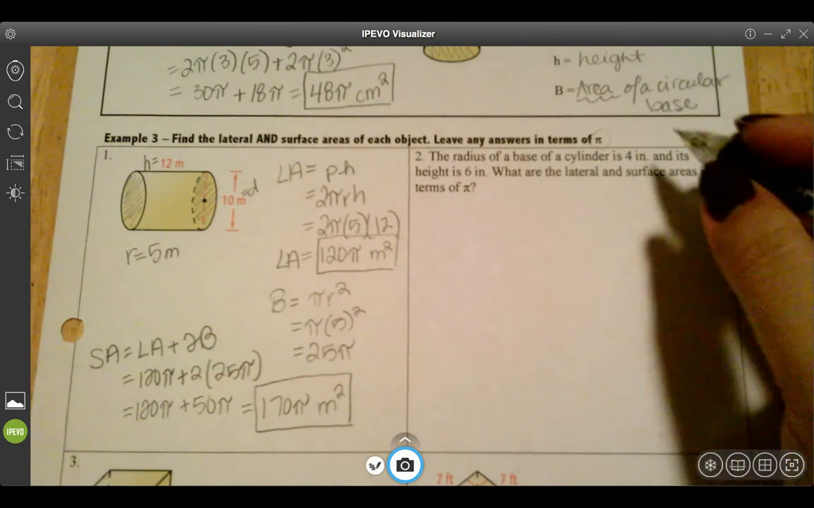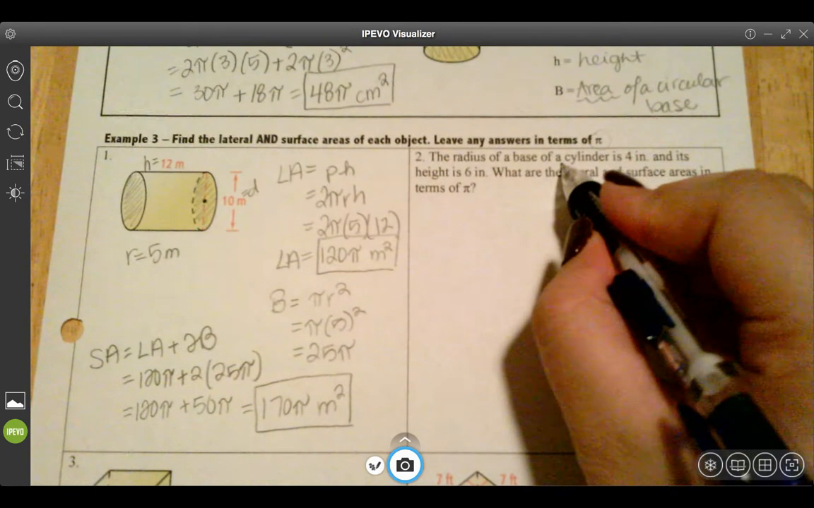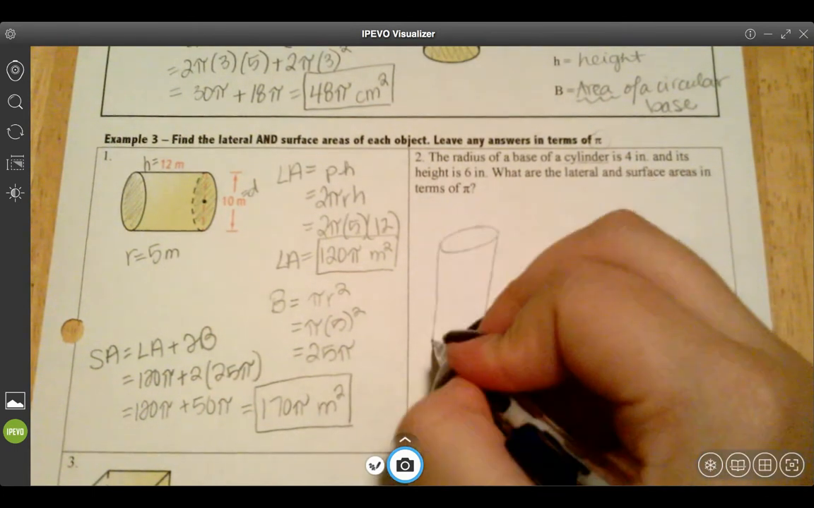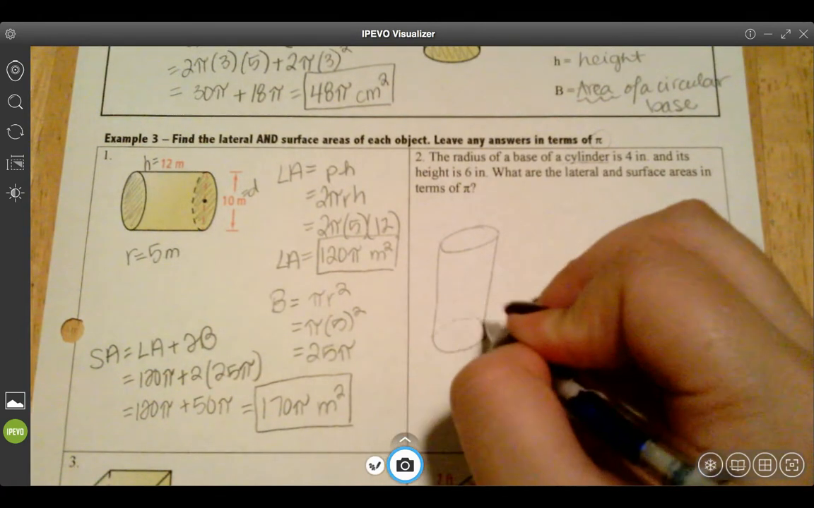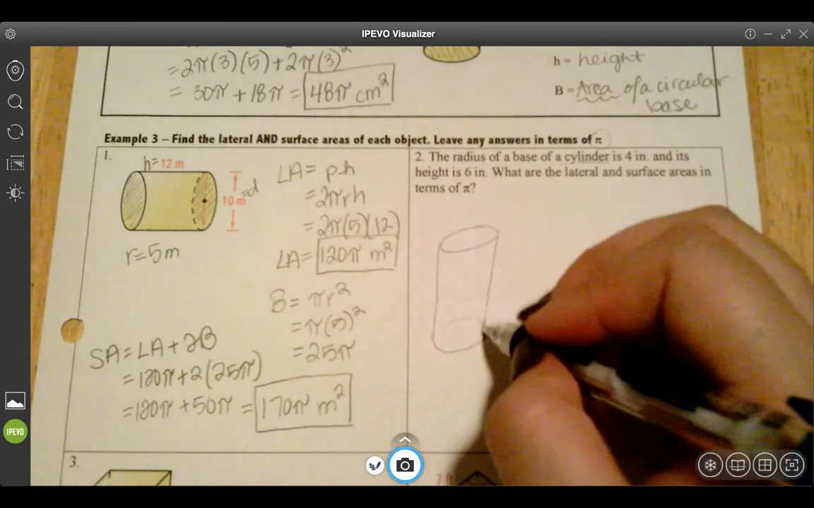For the next example, we need to draw the picture. The radius of the base of a cylinder: circle, lines that go straight down, circle. We usually do the backside dotted so that we can tell that it's behind. We can't really see the backside of the bottom of the can. Think about if you're looking at a cylinder, like a jar of Pringles or a salt and pepper shaker. You can't really see the bottom ring.